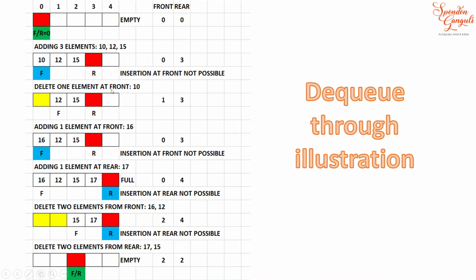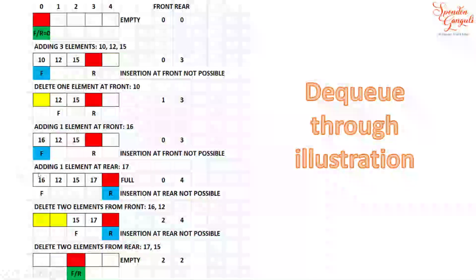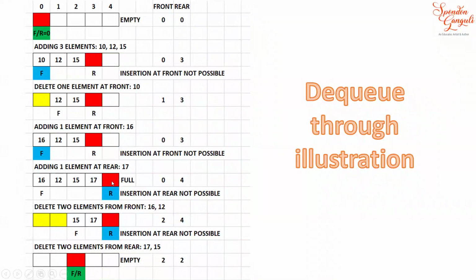Now if I delete one element from the front, that means 10 gets deleted. Front comes to 1. Then I can add at front. So adding one element at front, that is 16, front again goes to 0. Now, when we add elements at rear and rear reaches the last side, we cannot insert at rear again. But if we delete elements, say 2 elements from the front, we can insert at front and we can delete some elements from rear. So see here, in the last operation, after deleting 2 elements from front and 2 elements from rear, front and rear are both at index position 2 and the queue is empty.